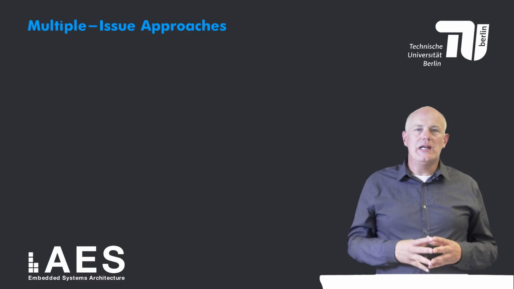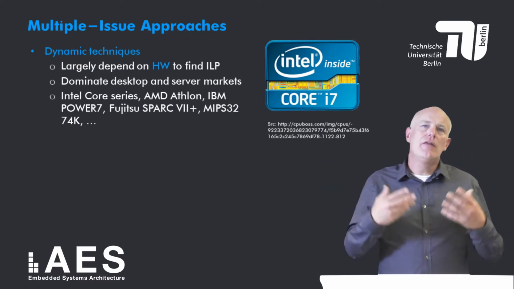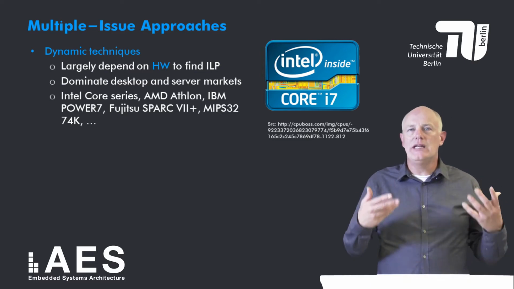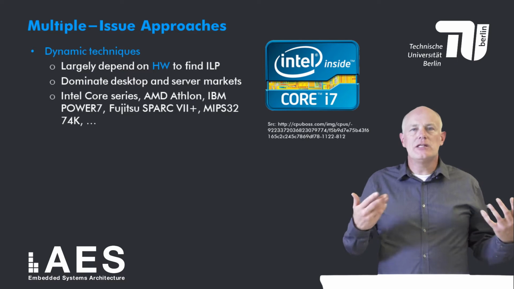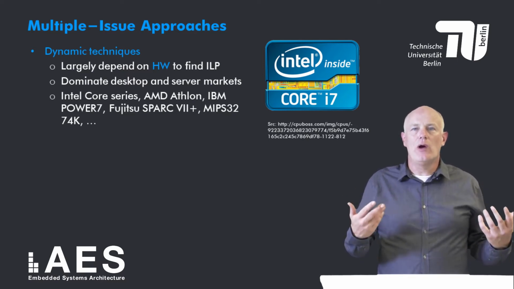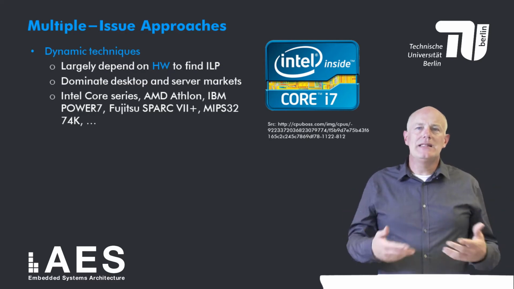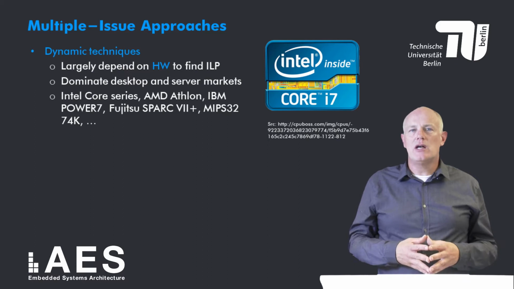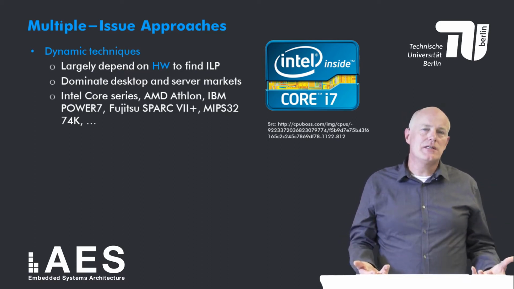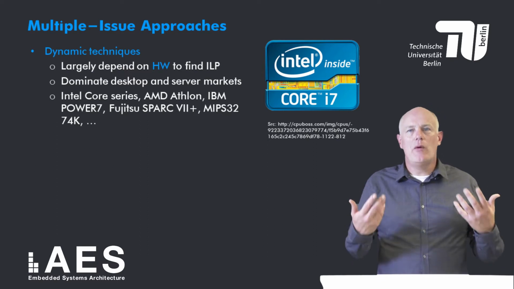There are two multiple issue approaches. The first one is dynamic techniques. These techniques find and exploit instruction level parallelism largely in hardware. Desktop and server processors usually employ these techniques because in these markets backward compatibility is a must. Examples of such dynamic multiple issue processors are the Intel Core processors, the AMD Athlon, IBM Power 7, Power 8, etc.